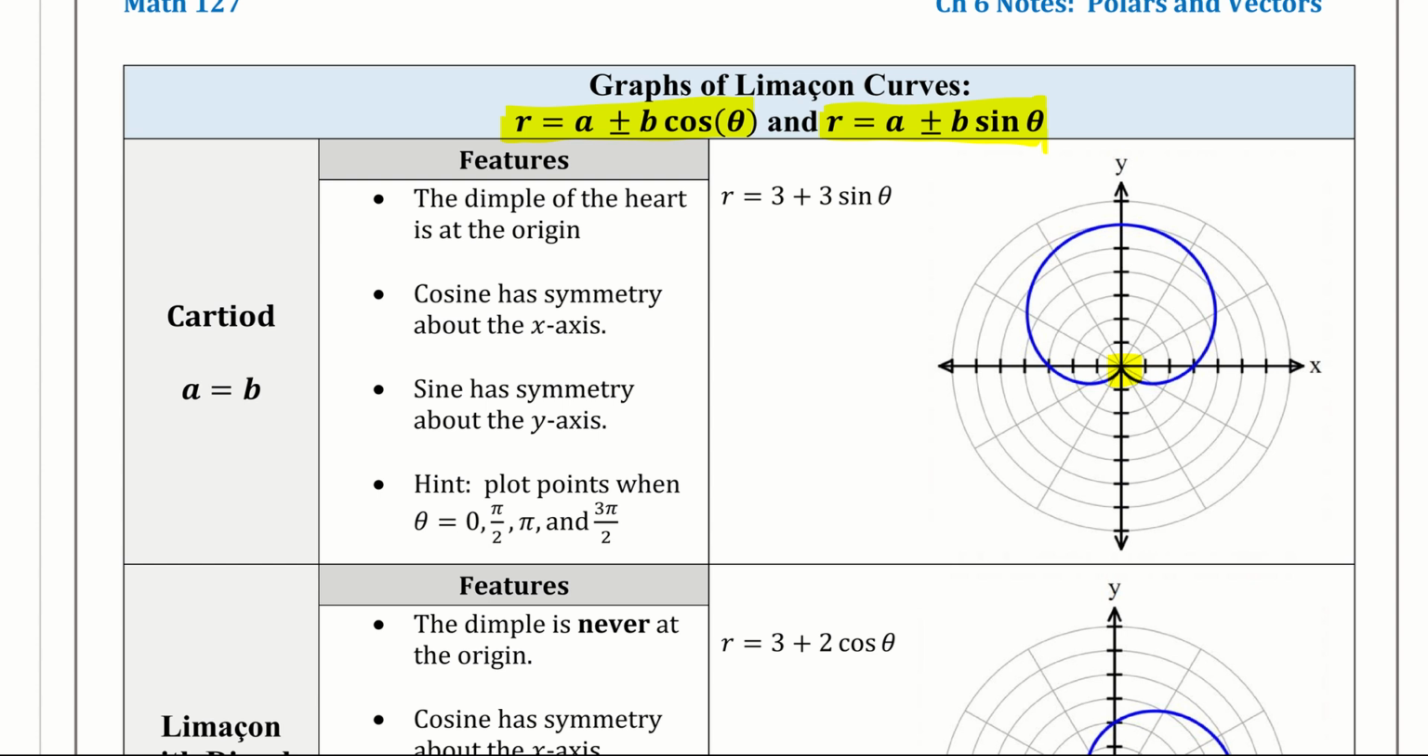Cosine would have symmetry around the x-axis. This one's sine, so it'll have symmetry along the y-axis. And you could just plot some points. I usually plot these angles right along my axes, and they will help me plot my shape. Even if I don't remember, is this a cardioid or what type of limaçon is this? Plotting with theta as those points will always work to give me my shape.